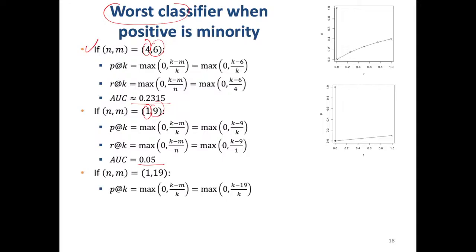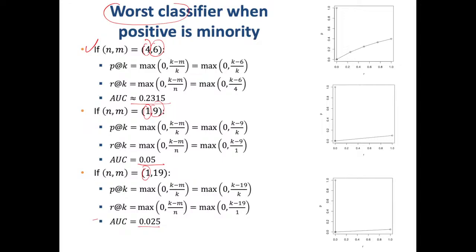If we make the positive class even smaller, the ratio becomes even smaller, then the area under the PR curve is even smaller. So that means that if the ratio of the positive instances is very small, then the unreachable area will become smaller as well.